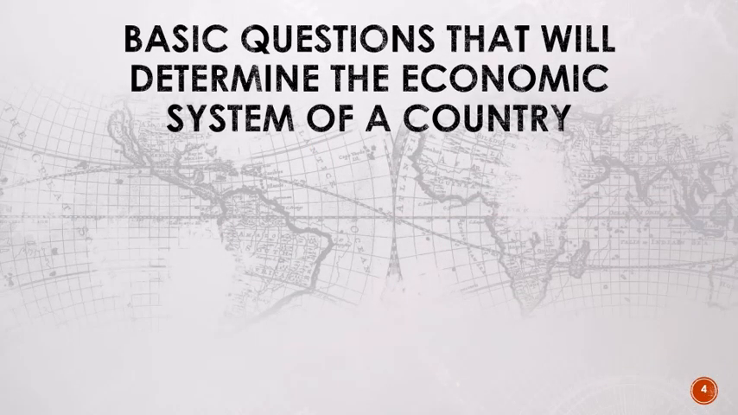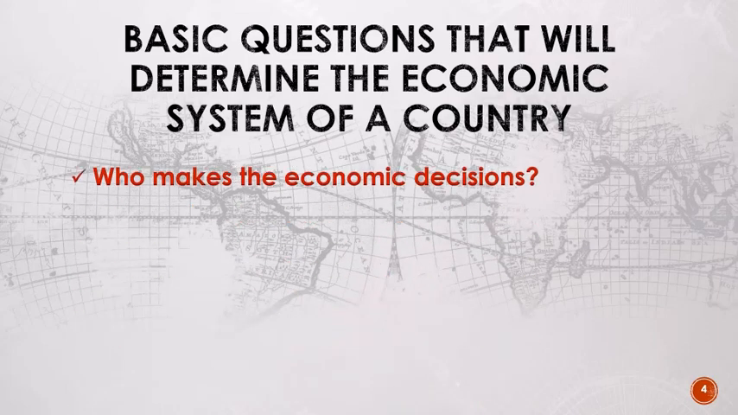To determine which economic system a country uses, we ask ourselves four basic questions. So if you can answer these four basic questions, then it's easy for you to determine which economic system is being used. The first question is who makes the economic decisions? You would have noticed in the previous slide, I said in the planned economy the decisions are made by the government, in the market economy, supply and demand helps to drive the economic decisions, and in the mixed economy, the private sector and the government both make economic decisions.